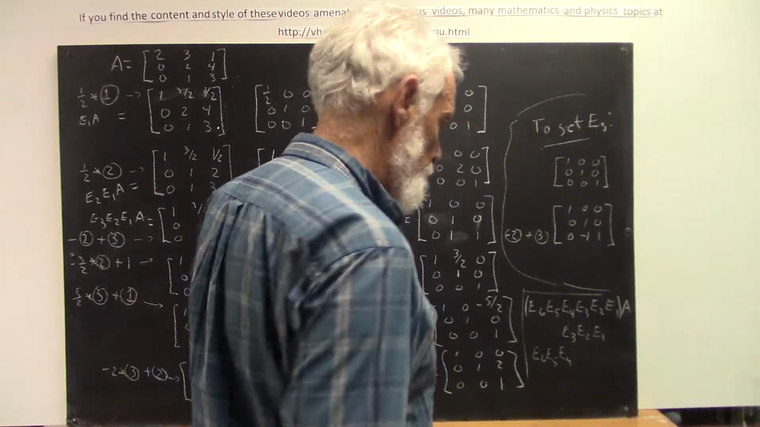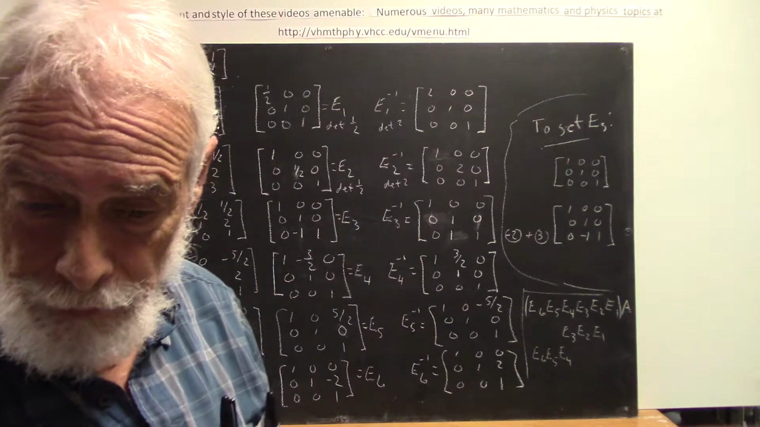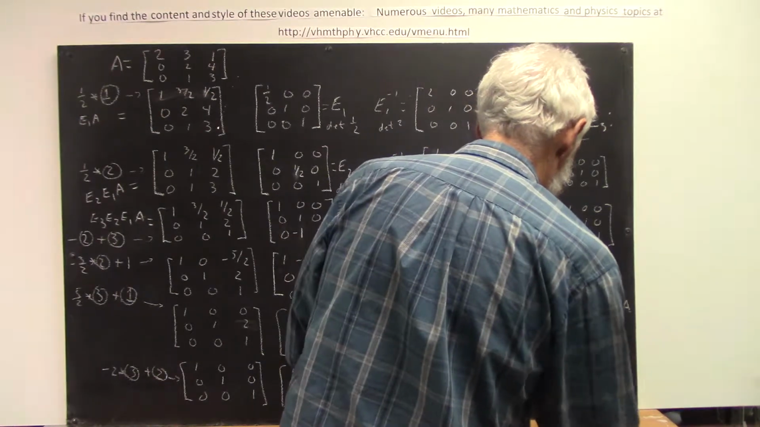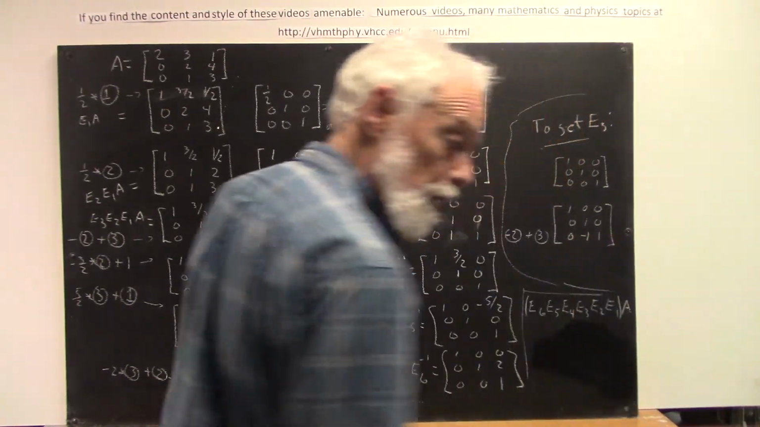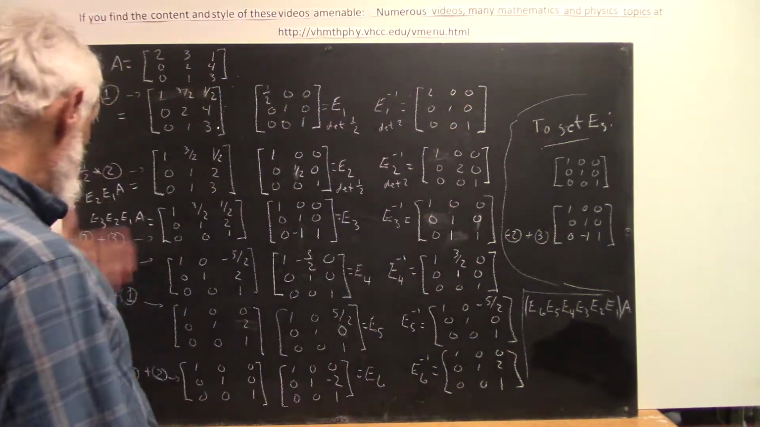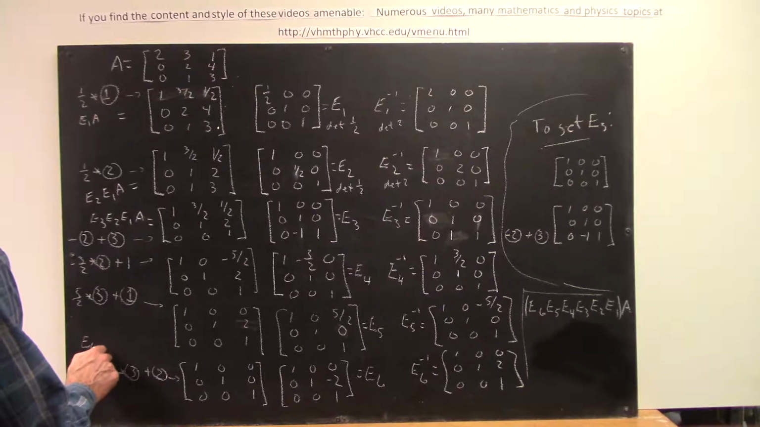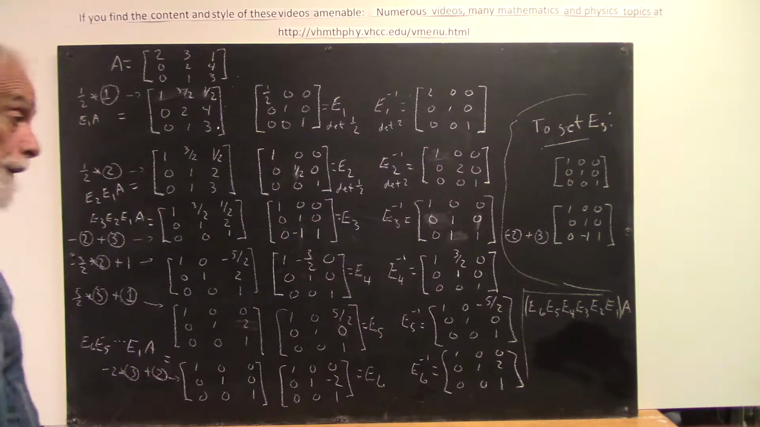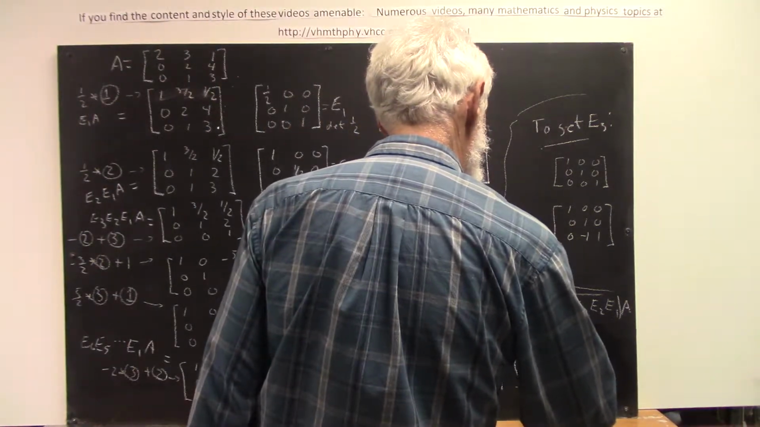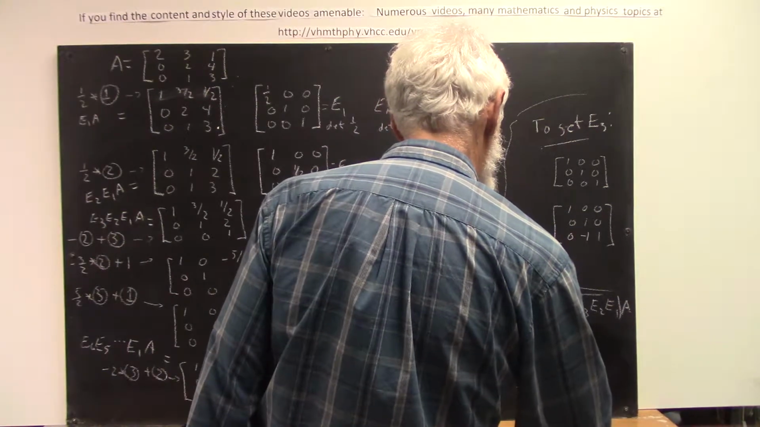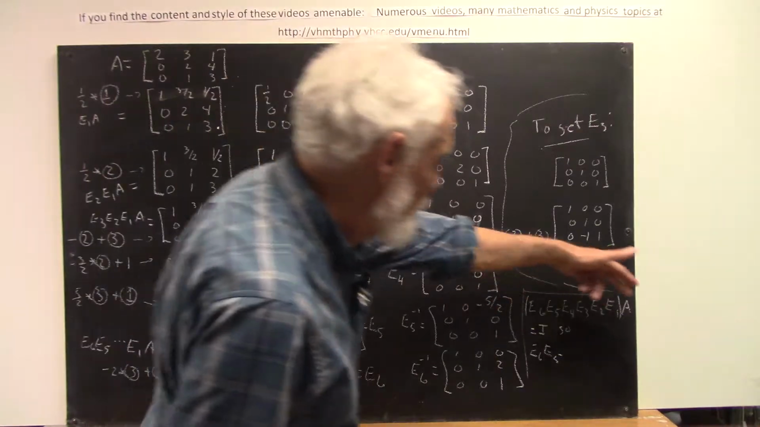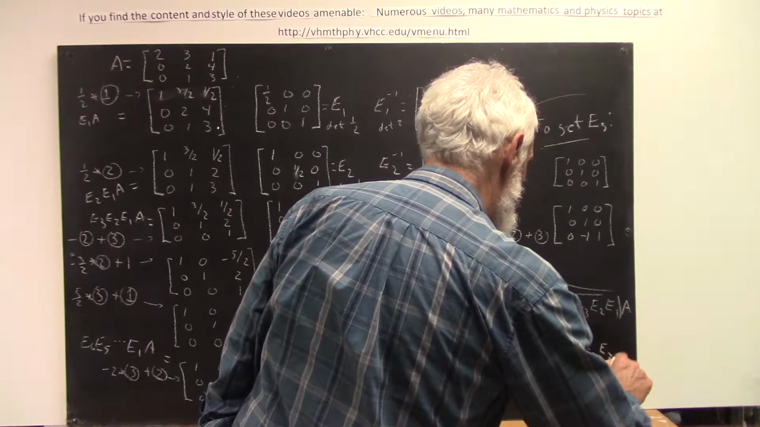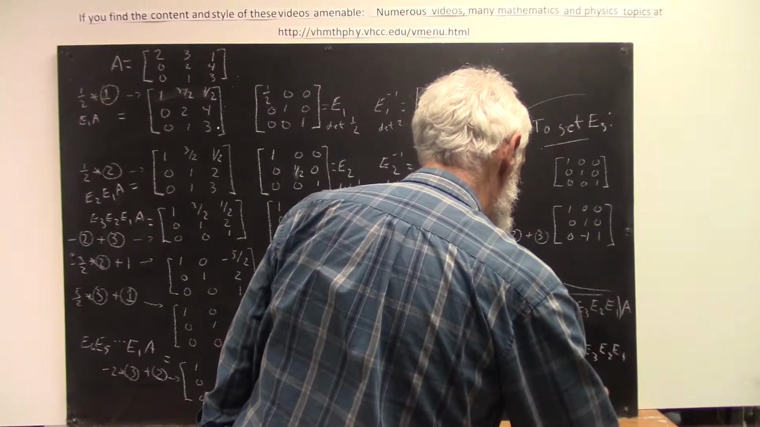Now, I wrote a couple of things down here that don't seem to be necessary. So I'm going to take a chance and get rid of them just so I can emphasize what we've got here. Okay. So when I get down to the end here, this is going to be E6, E5, all the way down to E1 times A, and that's the identity. So this equals the identity. So the product E6 down through E1 is going to be the inverse of A.